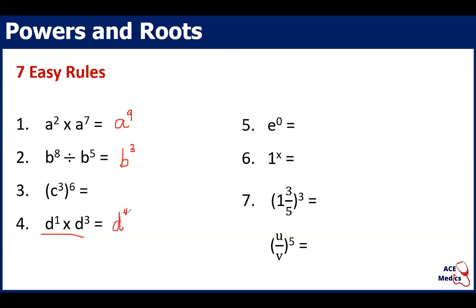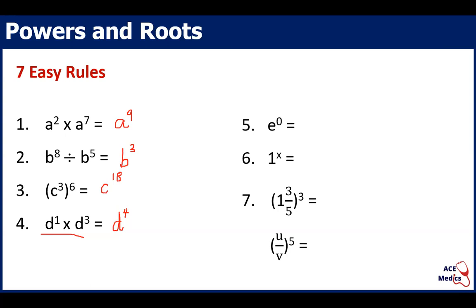Now, number 3 we've not looked at yet. If we have 2 indices separated by a bracket, all we do is multiply them. Okay, that is literally it. So easy. So it's going to be C. We're going to do 6 times 3, so it's going to become C to the power of 18. When they're next to each other and only separated by a bracket, we're going to multiply. Yeah? Cool.